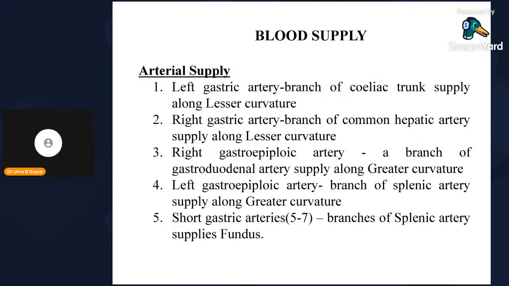Blood supply: 5 branches supply the stomach. Blood supply of the stomach is also a separate 5 marks question. For arterial supply, you have to write left gastric artery, right gastric artery, right gastroepiploic artery, left gastroepiploic artery, and short gastric arteries. If you write this much, they will give marks. Or you can write the branches also. Left gastric is a branch of the celiac trunk, right gastric artery a branch of the common hepatic artery.